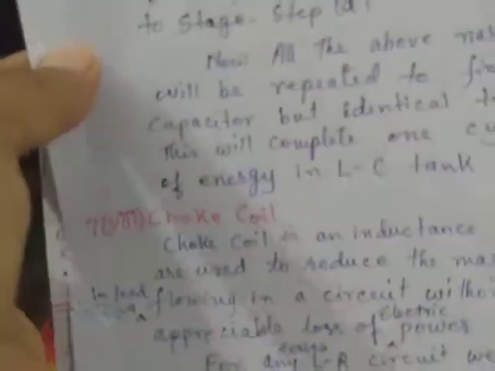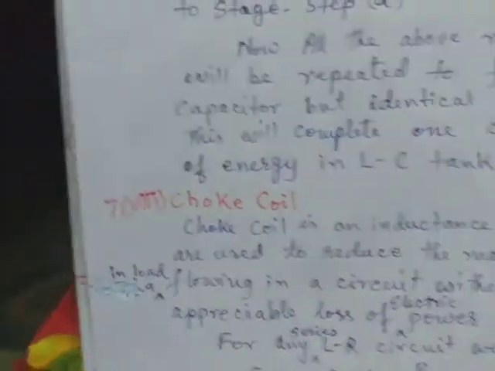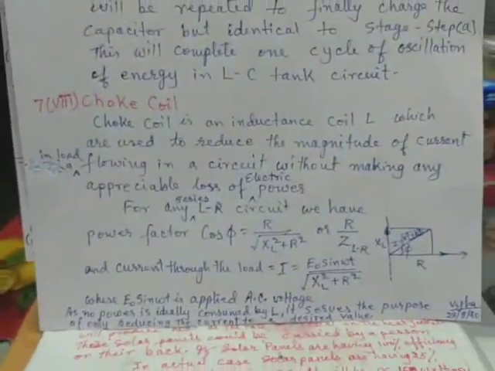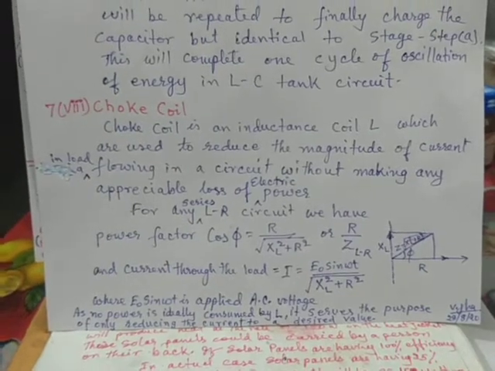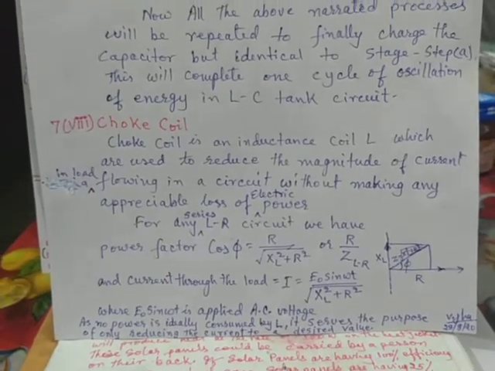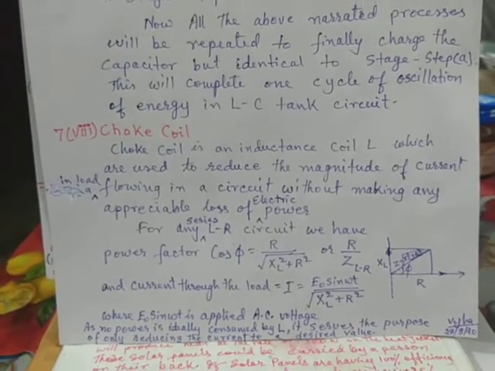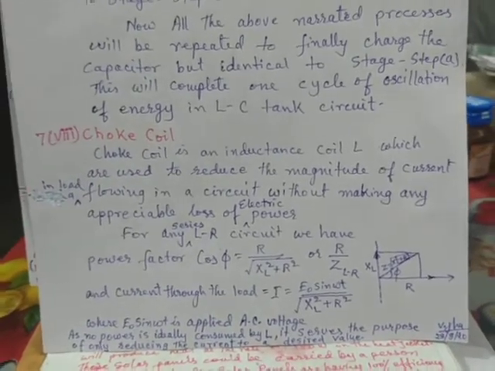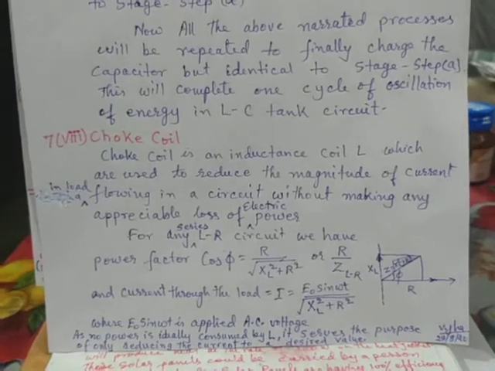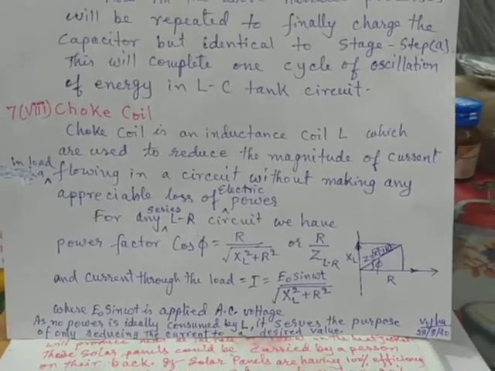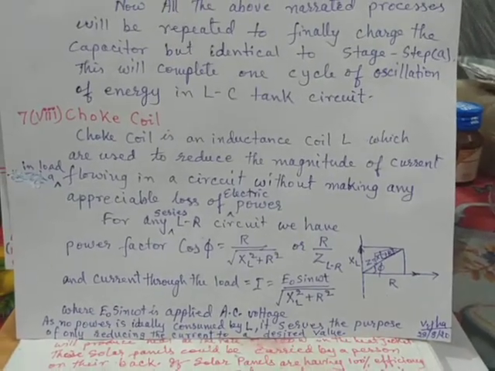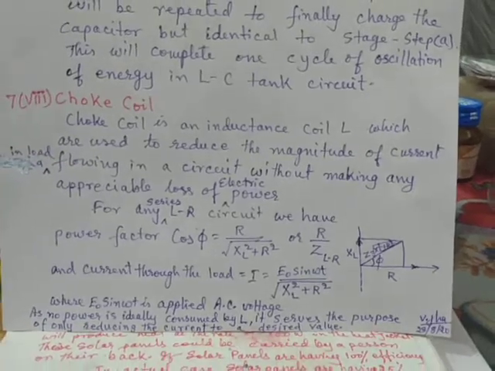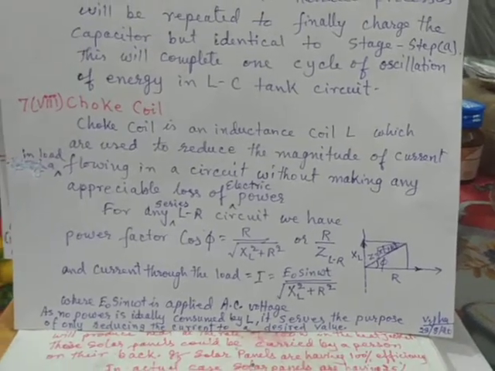So now students, today we will also talk about the choke coil. What is a choke coil? It is a device which is used to reduce the current in a circuit, and this is nothing but an inductance coil which, when connected in series with a load R, gives the power factor in the circuit cos phi equal to R upon the square root of XL square plus R square.